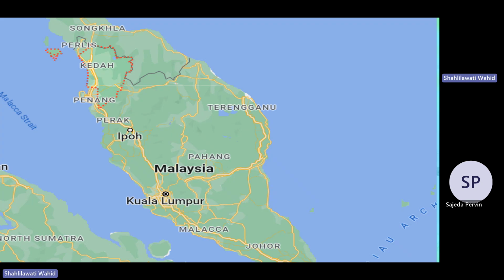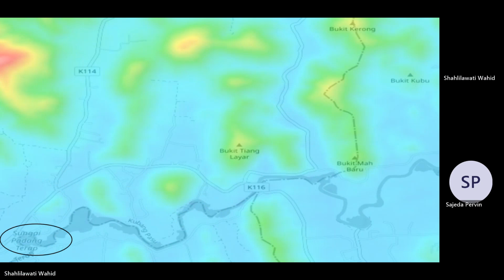This is a map of the Malay Peninsula, and the state which was highlighted in red, Kedah, is where the river is located. And this here shows where the river is. It's right at the corner.